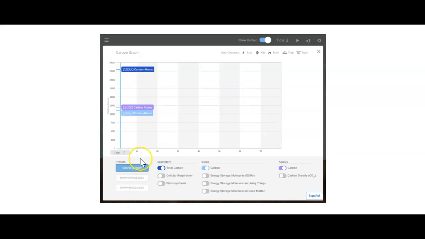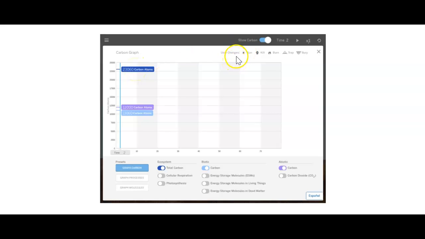I'm also noticing that there's a way to graph so we can keep track of the carbon atoms. Okay, so the different colors. The top one, the dark blue, is the total carbon in the ecosystem, total carbon atoms. The purple is abiotic carbon, and the light blue is biotic carbon. So when you combine these two categories of carbon together, you're getting that total up at the top. So that's important to understand.